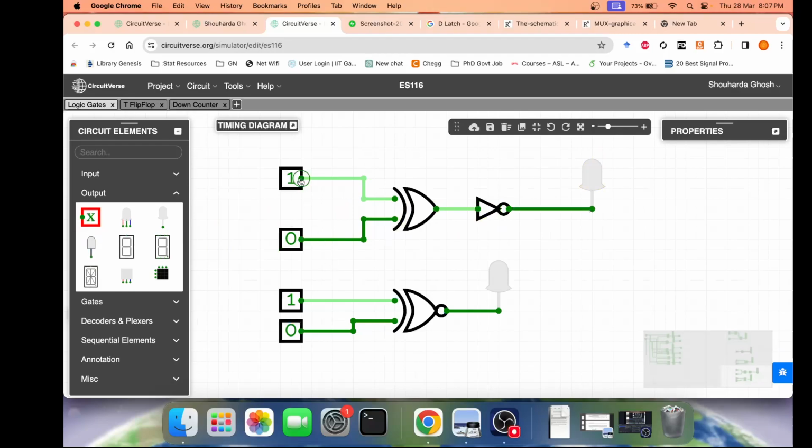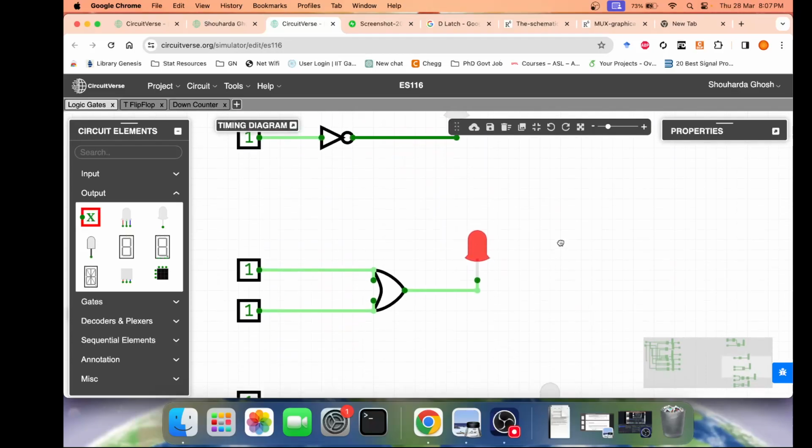Okay, now you see when it's 0 0, both the outputs match. 0 1, the outputs match. 1 1, both the outputs are matching, and the 1 0, both the outputs still match. That means the XNOR gate is the inverse or the NOT of the exclusive OR gate. XOR gate or the exclusive OR is the inverse or NOT of the exclusive NOR gate.